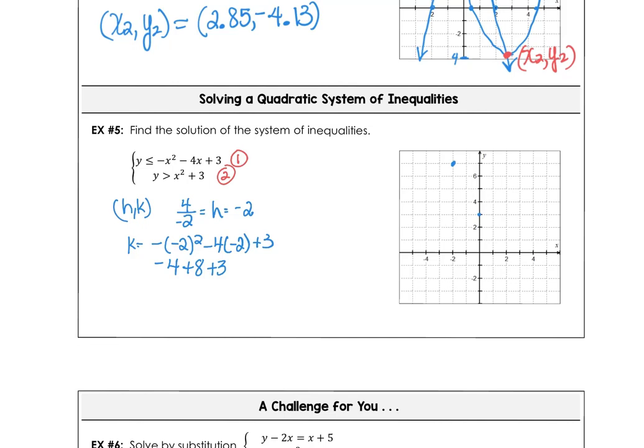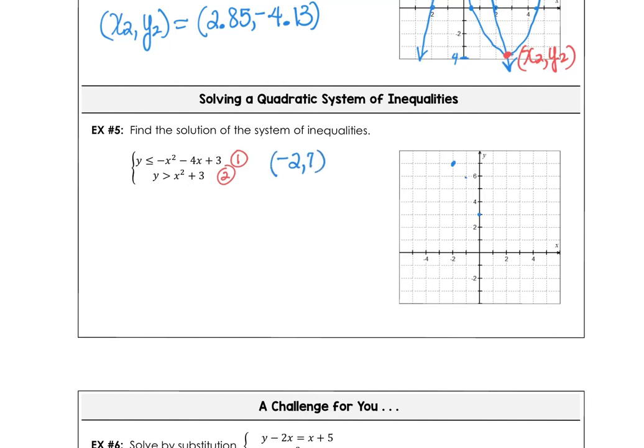Now I'm going to erase that because we don't need that. So we know the hk, without using the calculator, is negative 2, 7. And we're going down 1 and then down 3. So we've got 2, 3, 4, 5, down 5. So that gives us a parabola opening downward. It's a solid line since we have less than or equal to. The shape of the parabola looks like this.